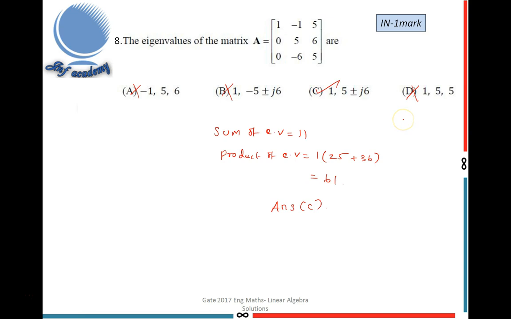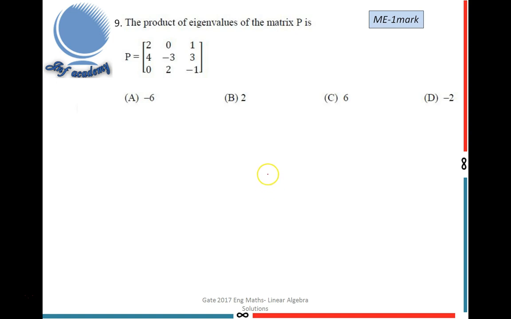Next, let's move on to the next question. This question is from the IN department. It has 1 mark. Okay. Next, 9th question.